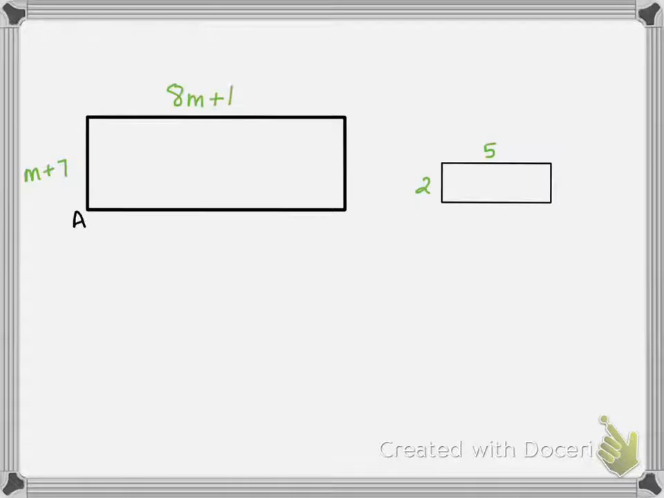Here's an example. So let's say we have these two rectangles, and we know for sure because we're told that rectangle ABCD is similar to rectangle WXYZ. I see that in the smaller rectangle I have actual values like 2 and 5, but on the larger one I actually don't have exact values. I have expressions like m plus 7 and 8m plus 1. So first we have to create our own proportion.